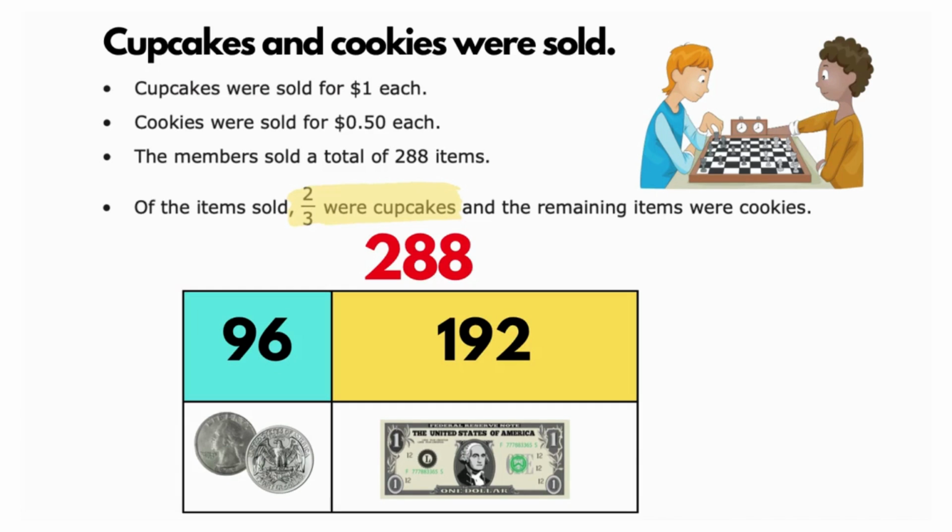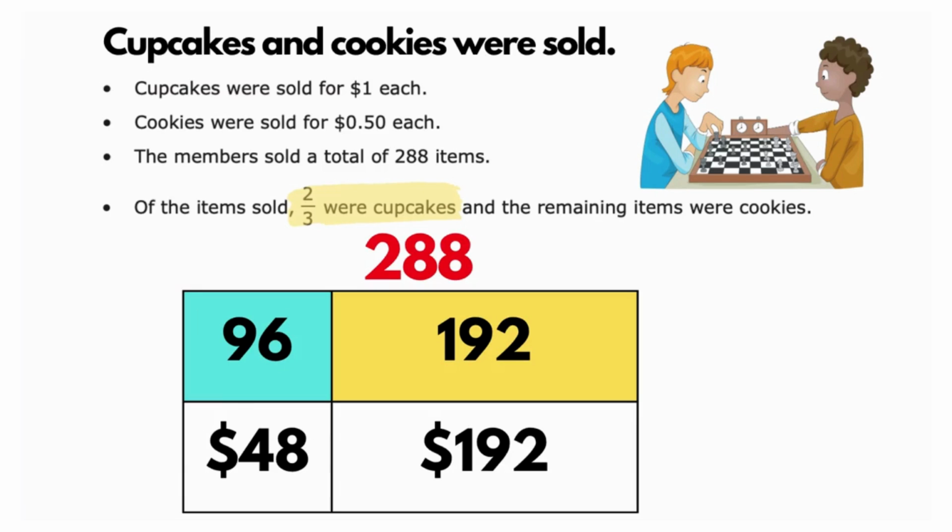$1 bill times 192 is $192. 50 cents, it takes 2 50 cents to make $1, so half of 96 would be $48 when we divide that out. So $48 would be our cookies sold.